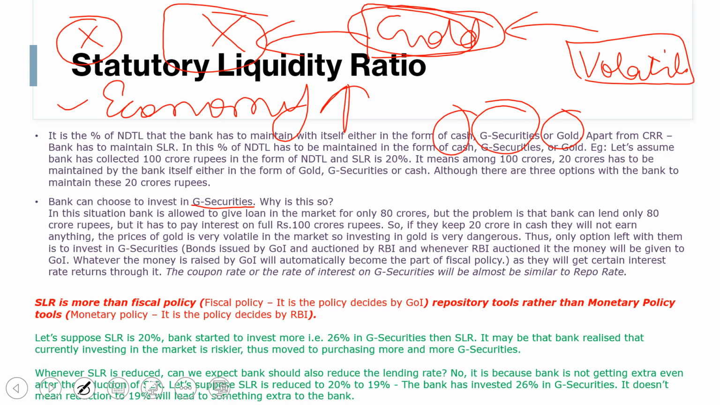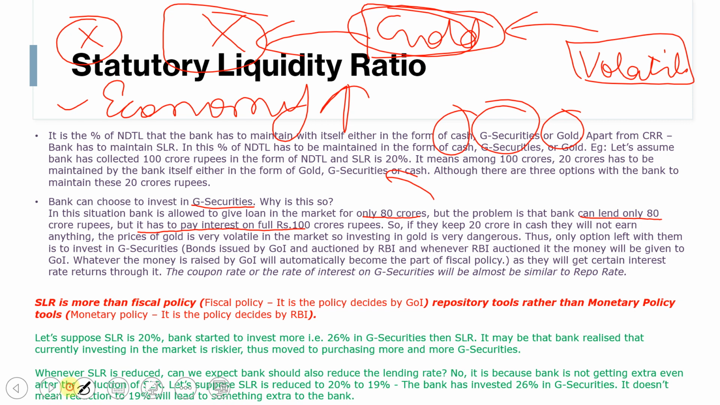Not in cash also. So in this section, the bank is allowed to give loans in the market for only 80 crores, because in the above example, rupees 100 crores was with the bank as NDTL and 20% has to be maintained in the form of SLR. So now the bank can lend only 80 crores in the market, but it has to pay interest on the full 100 crores.